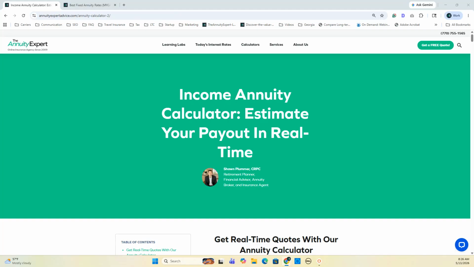That means it'll pay you an income for the rest of your life. And when you die, whatever's left of the initial investment that you've given to the insurance company will be paid to your beneficiaries either in installments or in a lump sum, right? So that's a life-only annuity.